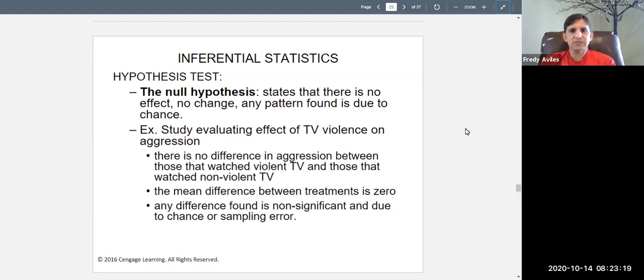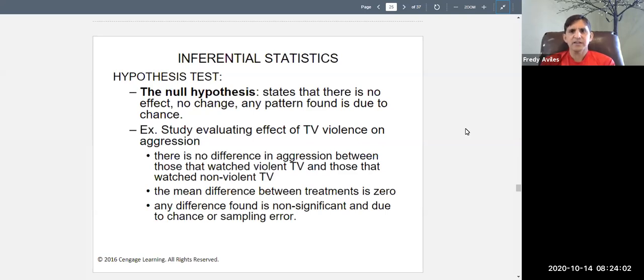So remember, with a hypothesis test, the null hypothesis states that there is no effect, no change. Any pattern that you find is due to chance. So if you find a difference between men and women, a difference in aggression in children, whatever it is, that effect isn't real. It isn't statistically significant. That's due to chance, due to luck, due to sampling error. That's what the null hypothesis says. Null means basically void, nothing. The null hypothesis really says there is no difference, no effect.